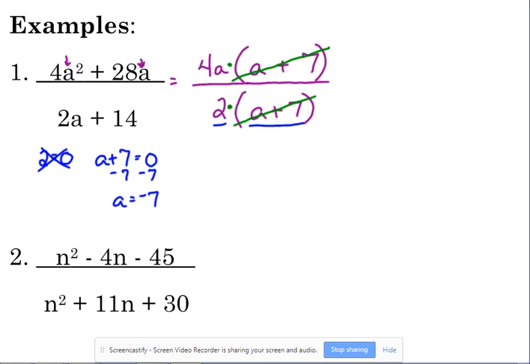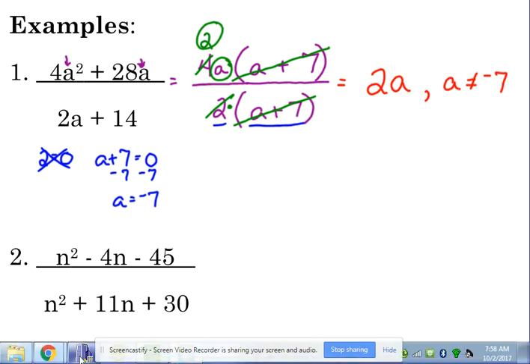Then let's look at 4a over 2. Can we simplify 4 over 2? Yeah, we can simplify that, and that just leaves us with 2 in the numerator. So what do we have left? We've got a 2 and we've got an a, and that's all that we have left. So this expression simplifies down to 2a, and after that we put a comma and we say a cannot equal -7.